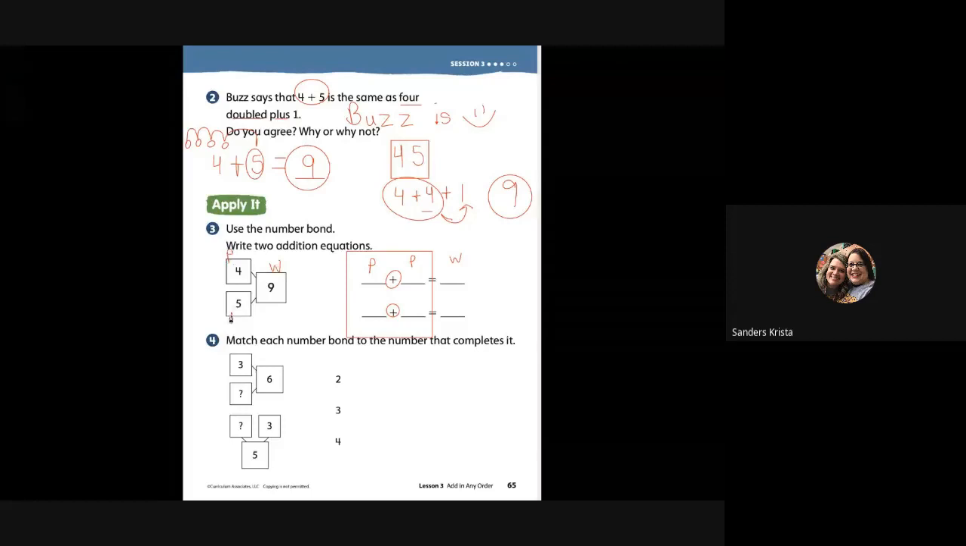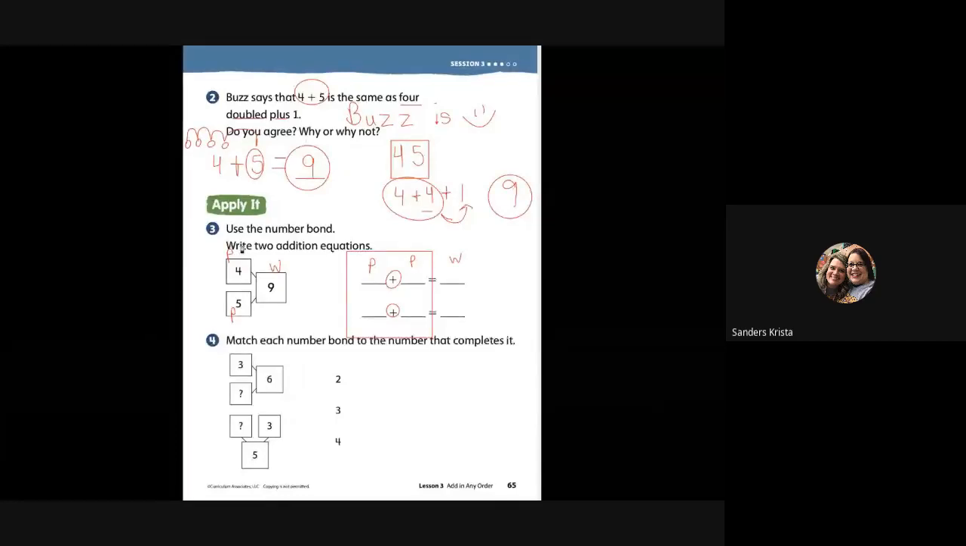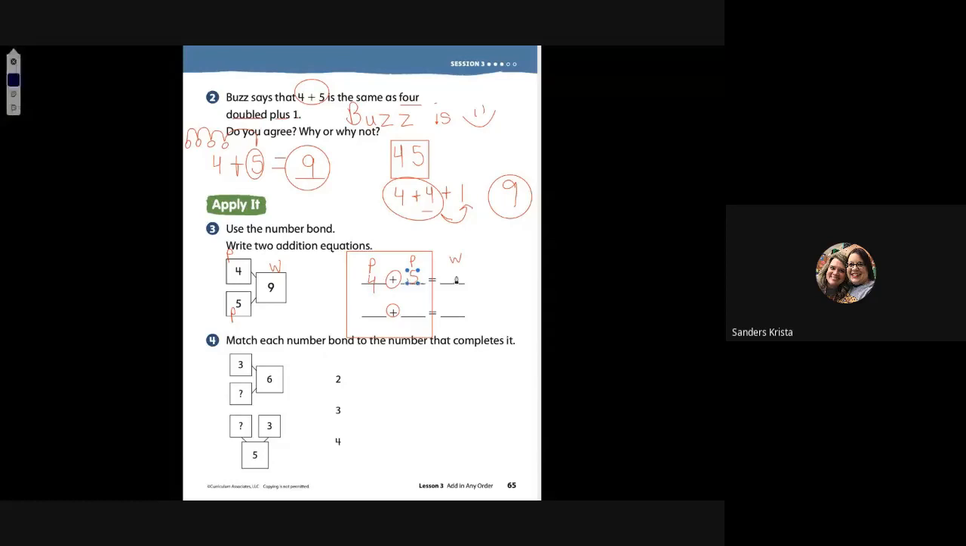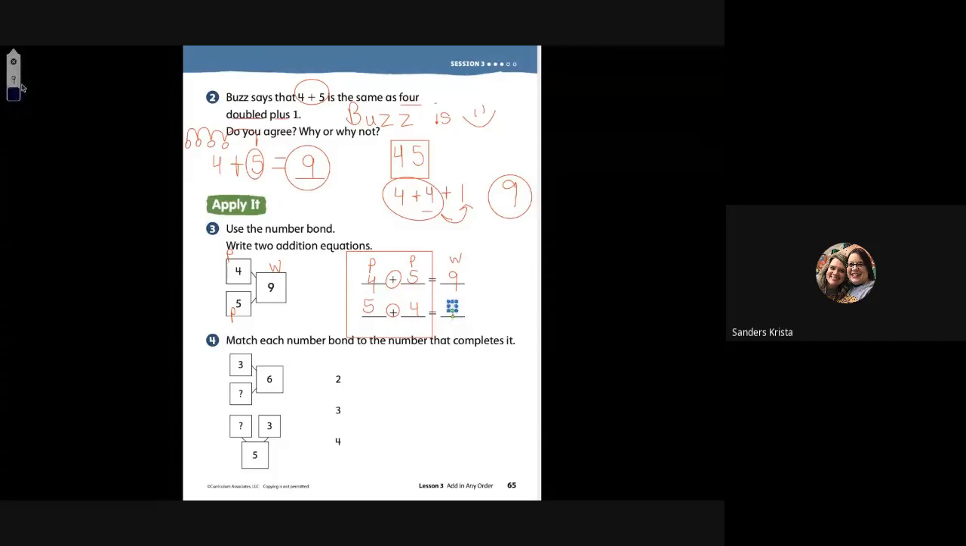So I know that I can add in any way. I can do 4 plus 5 equals 9, and I can do 5 plus 4 equals 9. The answer is the same no matter what you do. Mix it up, mix it up. So I have 4 plus 5 and 5 plus 4 equals 9.